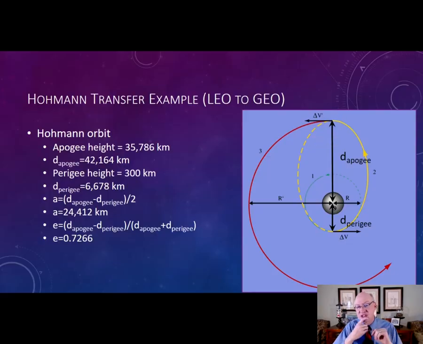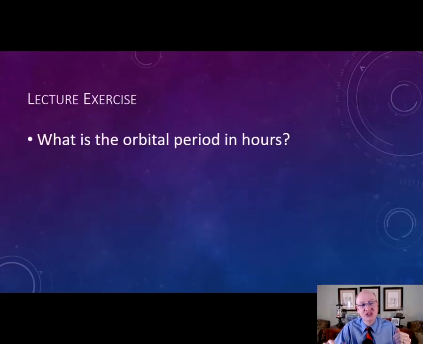Now that we know the eccentricity, mostly calculating it was just so that we know what the number is. We don't really need it for this next question, which is: what's the orbital period in hours? So how long does it take my satellite to orbit the Earth in this new Hohmann transfer orbit? Go ahead and use Kepler's third law as modified by Newton to calculate the orbital period in hours. Now remember, that equation will give you an answer in seconds, so you will need to convert it to get it in hours. What's the orbital period in hours?